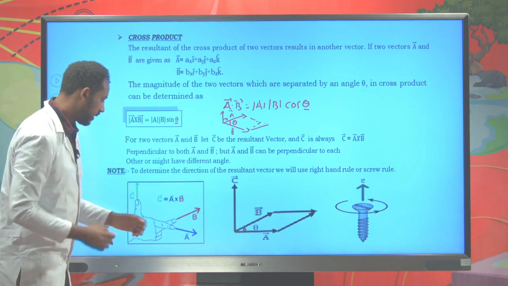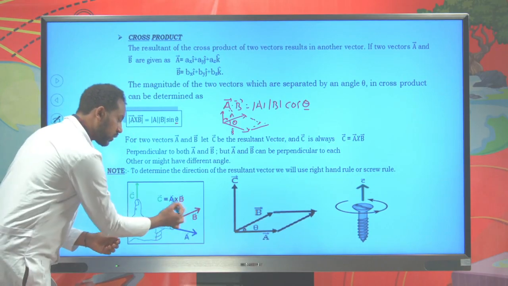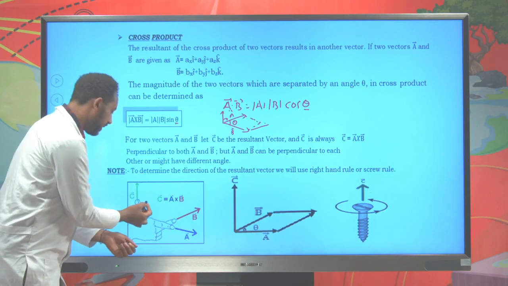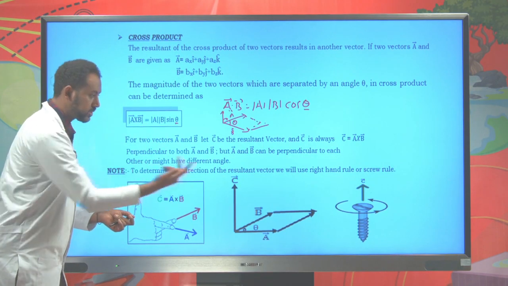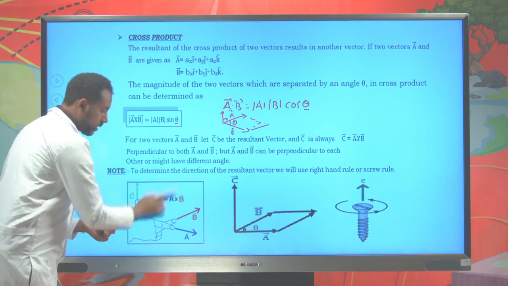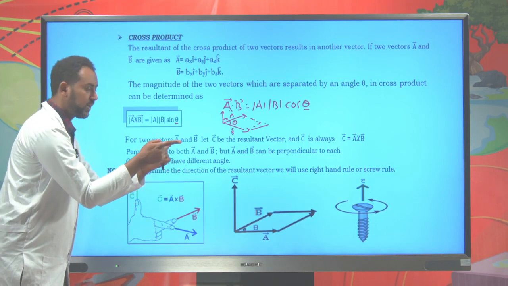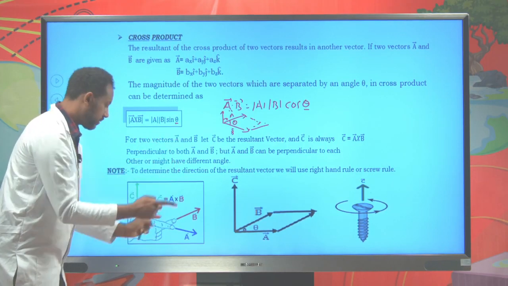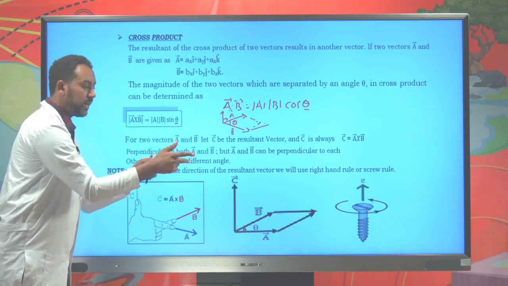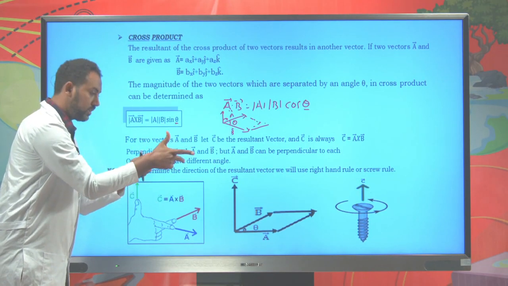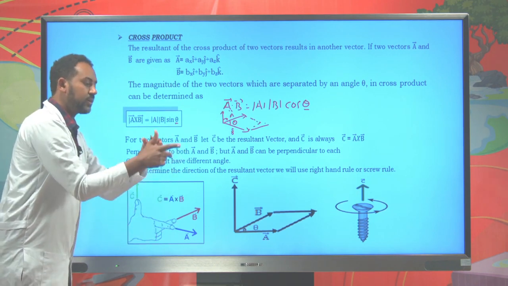Look here, and here you have vector a and vector b. The cross product of the two vectors, let's say it to be c. It's possible to use the right hand rule. We have a screw rule or a right hand rule. Therefore, vector a is acting in this direction. You can point this using your index finger, and vector b is acting in this direction. You can point it with your middle finger. And the resultant is this one, that is the cross product of vector a and vector b is c.